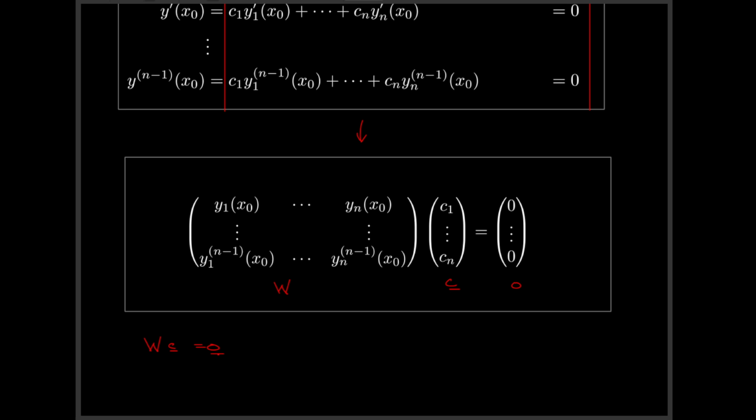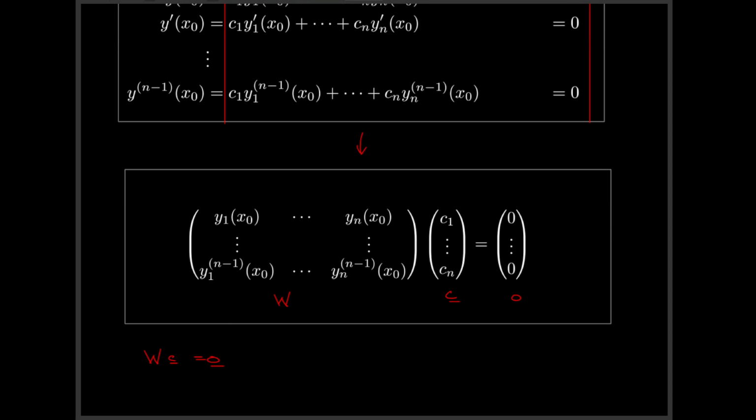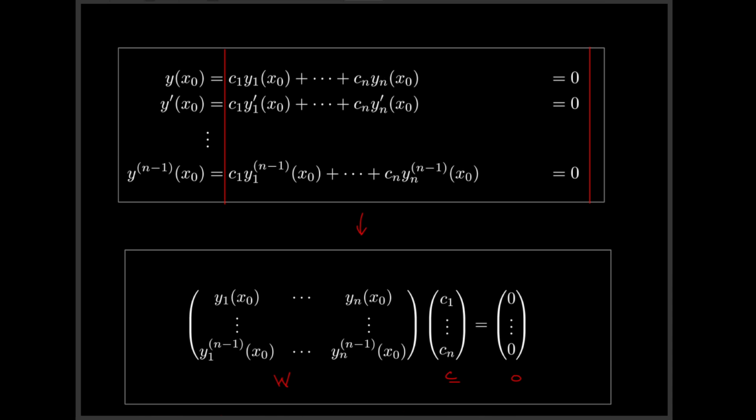Okay? And the thing to see here is, well, firstly, just to make an immediate conclusion, this system has only the trivial solution if and only if the determinant here is non-zero. And remember, the determinant of this is exactly the Wronskian at the point x0. So how can we get that this system has only the trivial solution? Well, that's going to go back to the existence and uniqueness theorem.